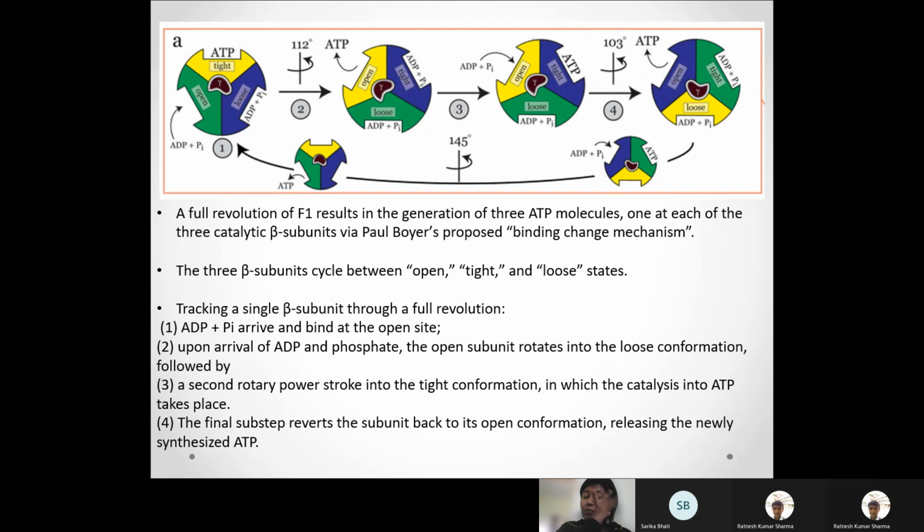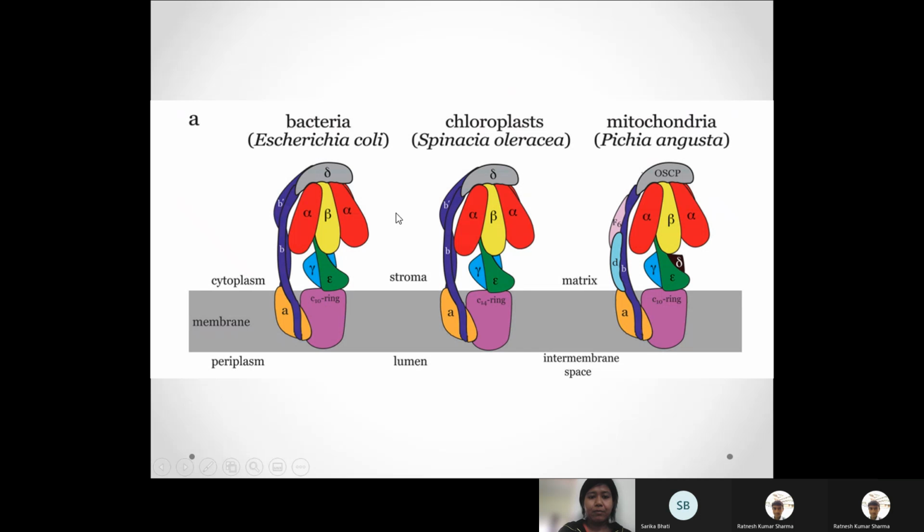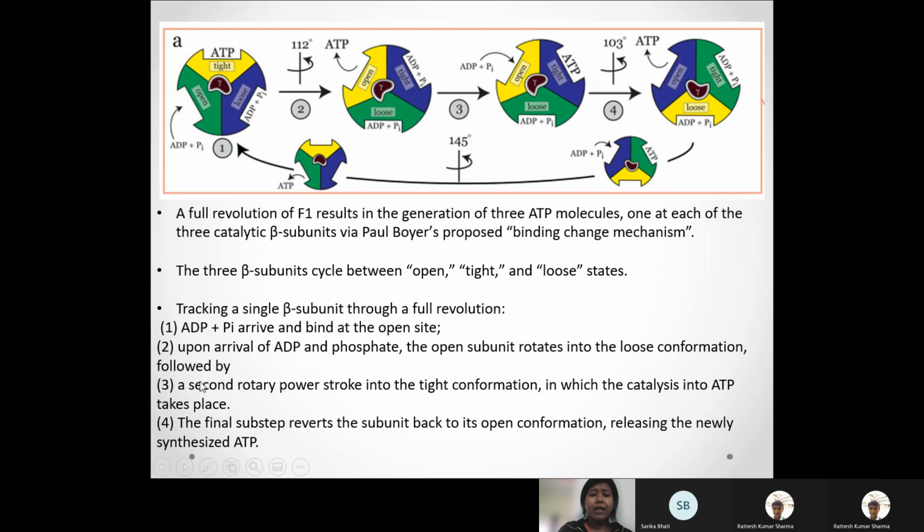Okay, this is something we saw the last time, and this is actually a model which was proposed by Paul Boyer in the 1990s to describe how ATP synthesis might be done by the three beta subunits in the F1 particle. What he proposed was that the conformational changes are associated with the rotation of the central stalk.